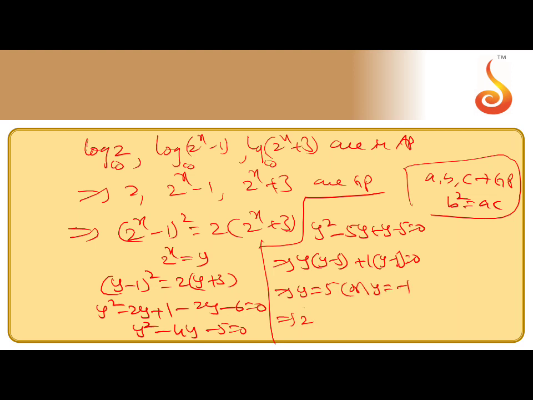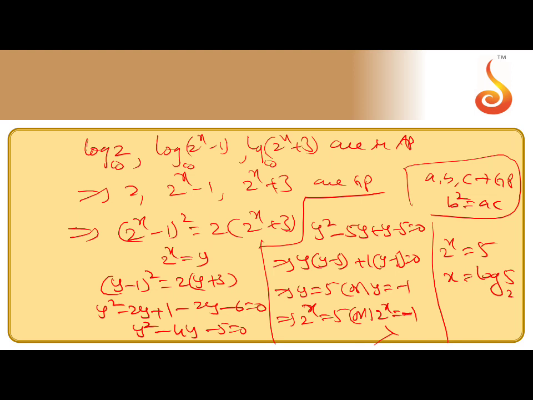But what is the value of y? 2 power x equal to 5 or 2 power x equal to minus 1. 2 power x can never be minus 1, so this is cancelled, because 2 power anything is positive. So that means it is not possible. Then 2 power x should be equal to 5. So x equals logarithm of 5 base 2.